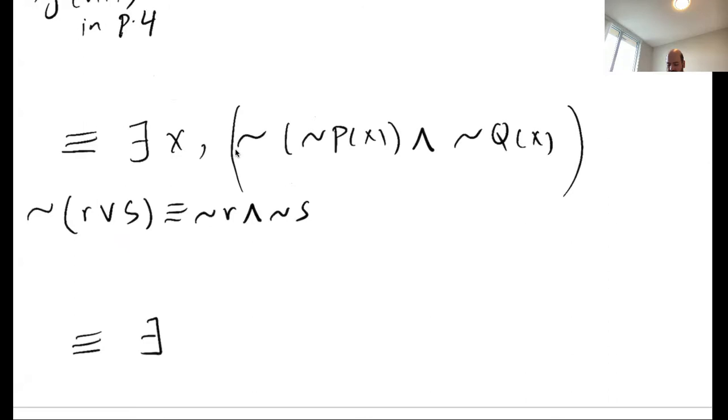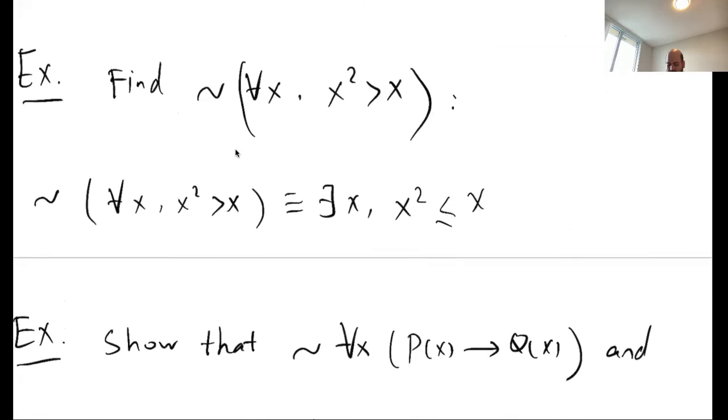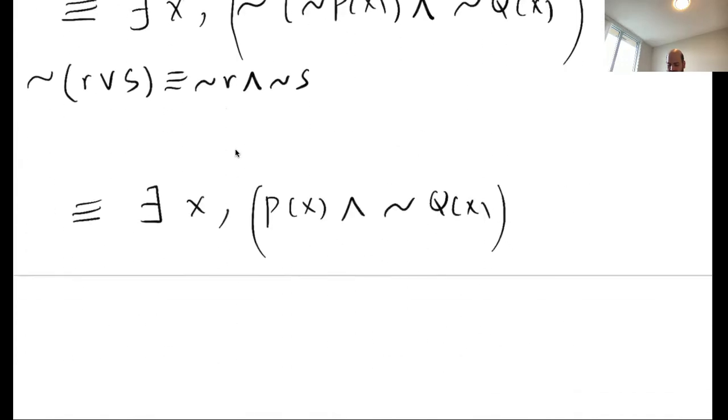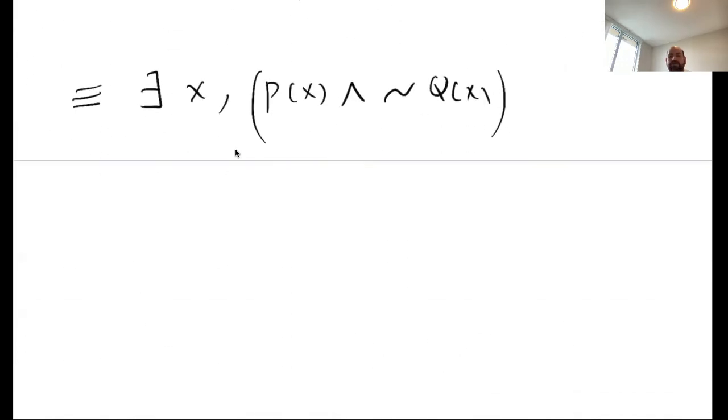And then this is the same as saying there exists x, negation of negation P of x is P of x, conjunction negation Q of x. Which is what I needed, right? At the end here: there exists x, P of x conjunction negation Q of x. Which is exactly what I got here. So this is like proving again, like I said, identities. You start with the left-hand side, do some simplification, and then we get to the right-hand side.